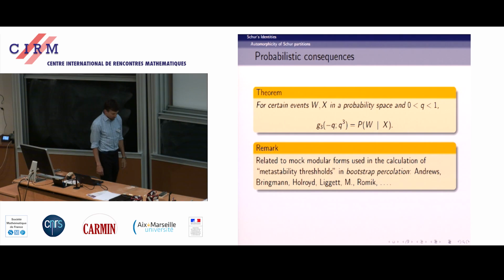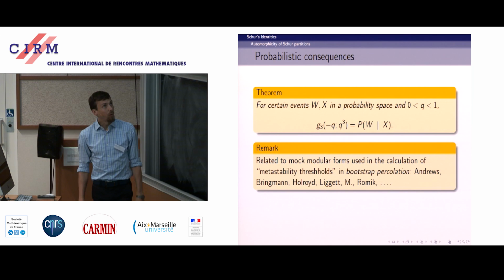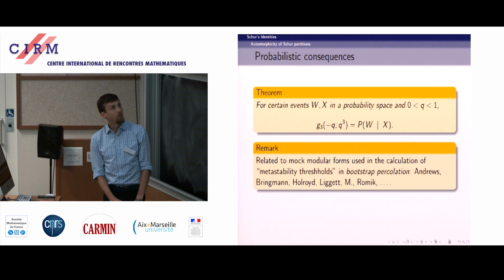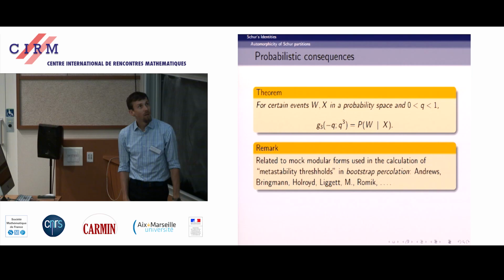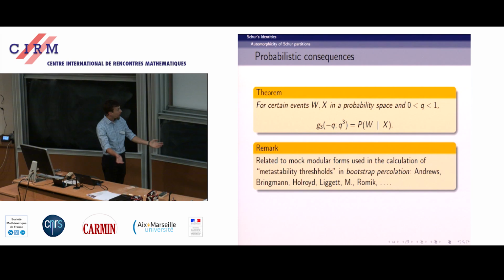The motivation for why one might think to plug in real q and think about probability in this setting is that exactly the same thing happened a few years ago. I should have included some years here. Starting in about 2004, there was a paper of Holroyd, Liggett, and Romik about combinatorial probability, about the calculation of metastability thresholds, or you may have heard the terms finite size scaling or power laws, in bootstrap percolation, which is a certain combinatorial process that shows up in lots of networks or graphs, sorts of graph theory models.